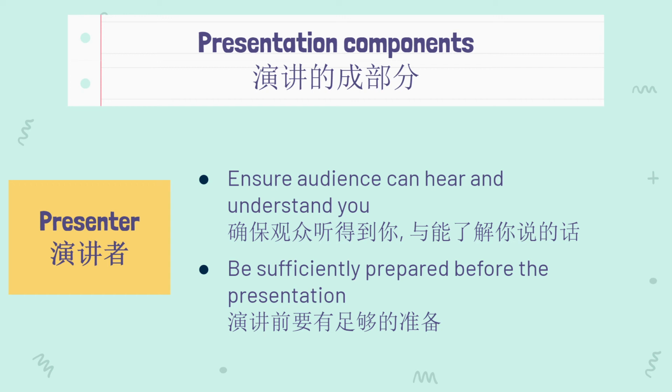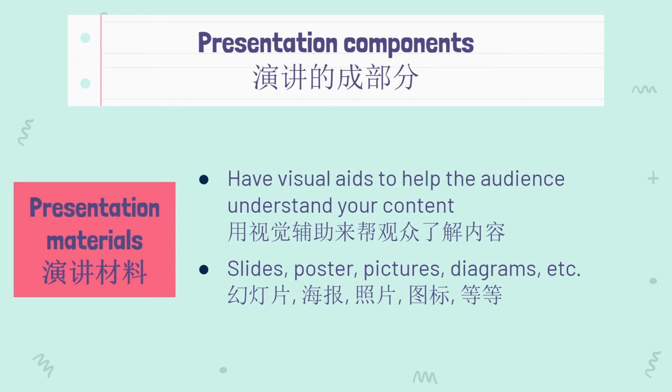Okay, so another way that you should prepare for a presentation is to think about some possible questions that the audience will ask you, and then prepare some answers just in case they actually ask you these questions. Okay, and lastly, the last component is the presentation materials.